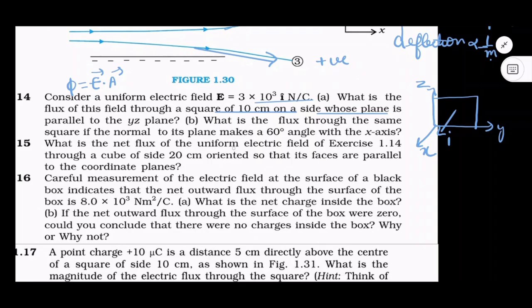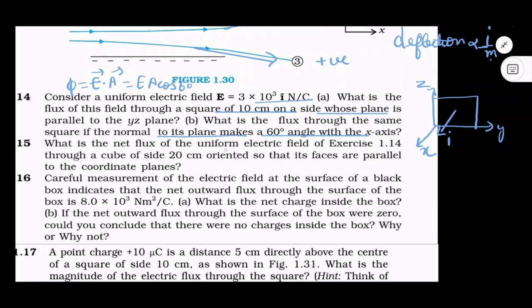Now what will be the flux through the same square if the normal to the plane makes an angle of 60° with the x-axis? Now we have inclined the plane. If the plane is inclined, our normal will also be inclined, at an angle of 60°. So we'll apply the same formula, just now we'll write EA cos 60. Again you will substitute the values and you will get the answer.